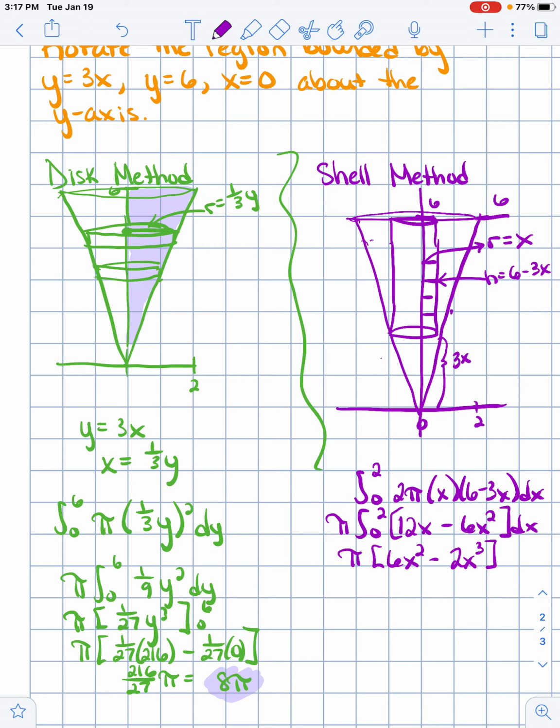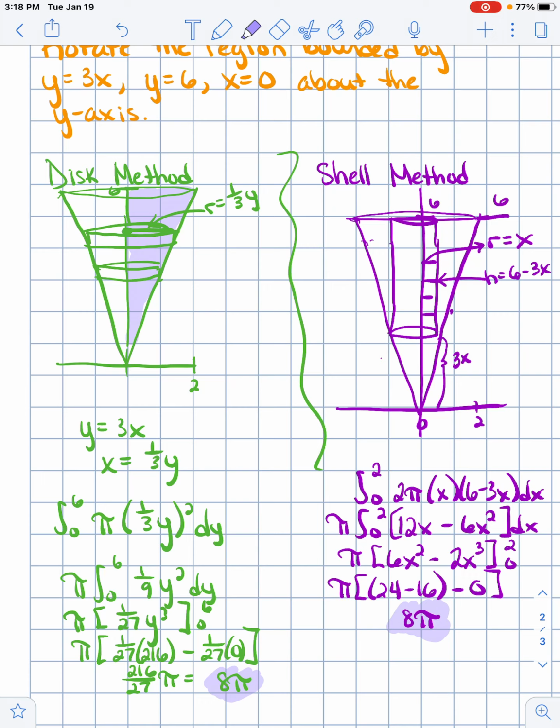And already the numbers are looking way better. We no longer have fractions to deal with. 2 squared, that's 4 times 6, that's 24. 2 cubed is 8. 8 times 2 is 16. And then plugging in 0, 24 minus 16 is 8 pi. A lot nicer numbers to work with.